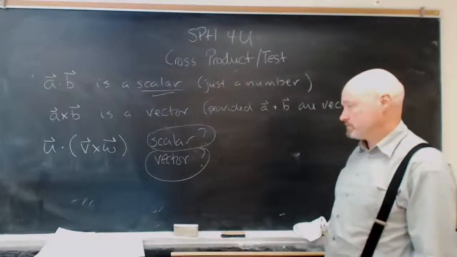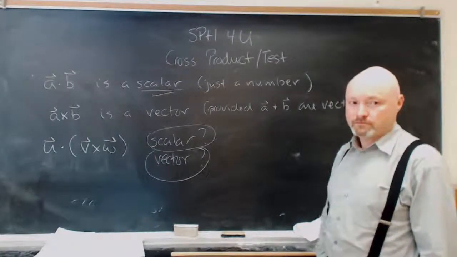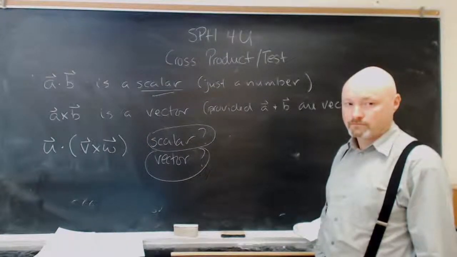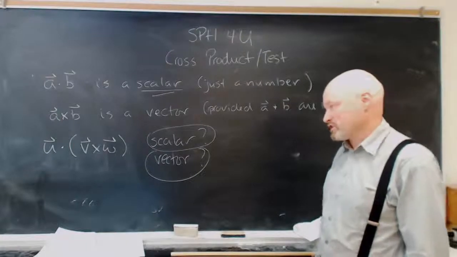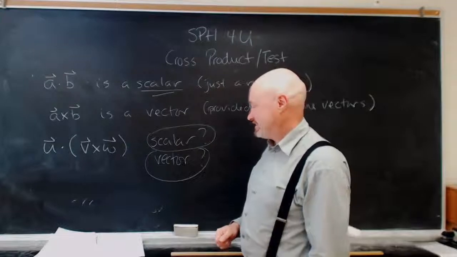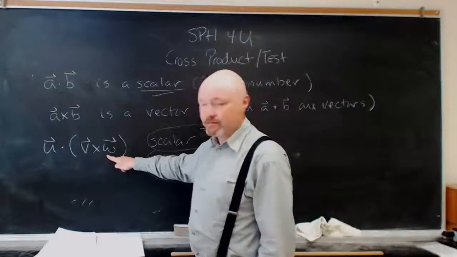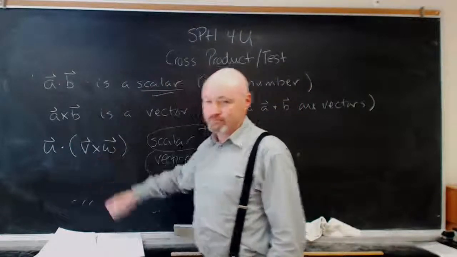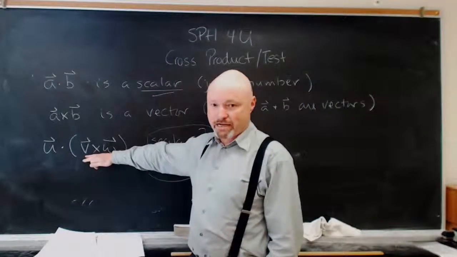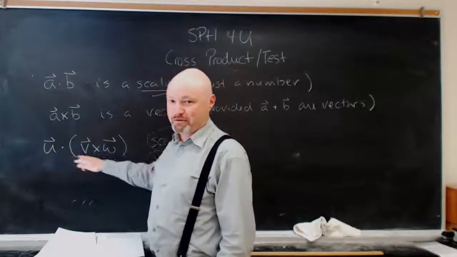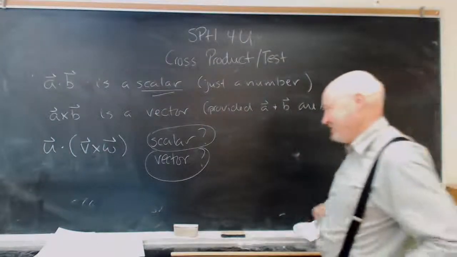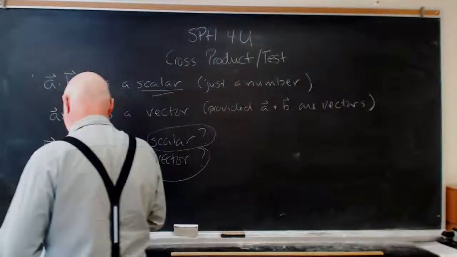RJ says he doesn't know. Why do you say vector, Luke? He says because cross product gives a vector, and then it's just vector times vector. Yeah, so good. This gives you a vector. This is the dot product of a vector. It's a vector times a dot product. Okay, that's right. Very good.